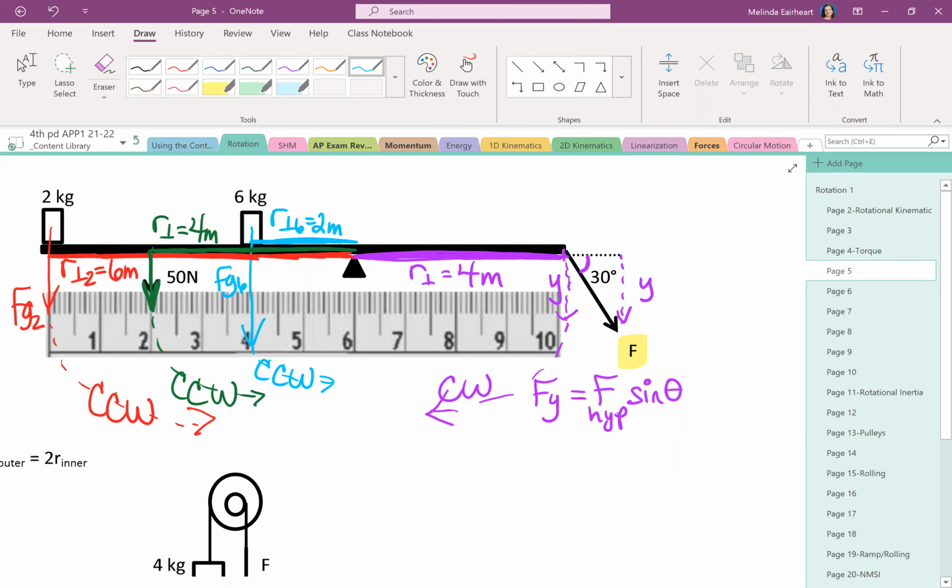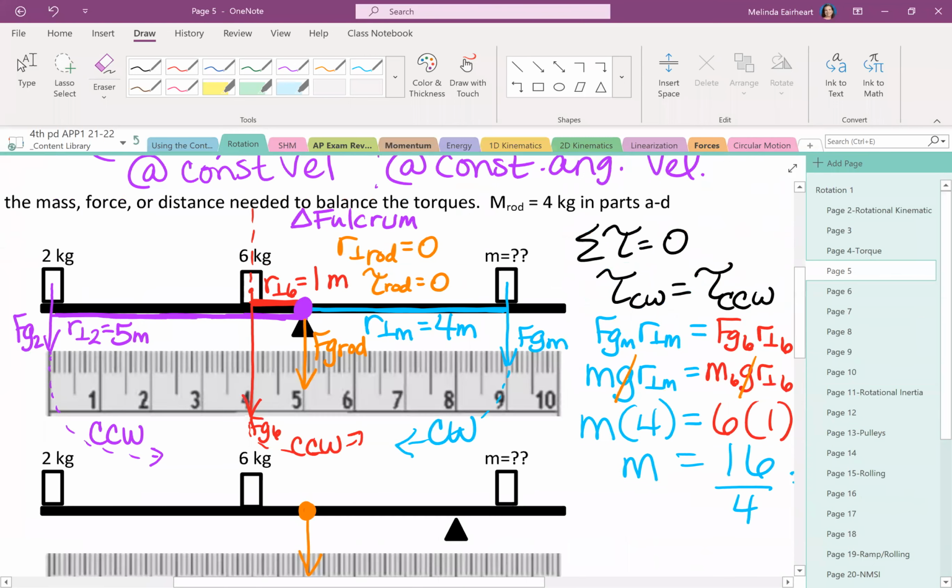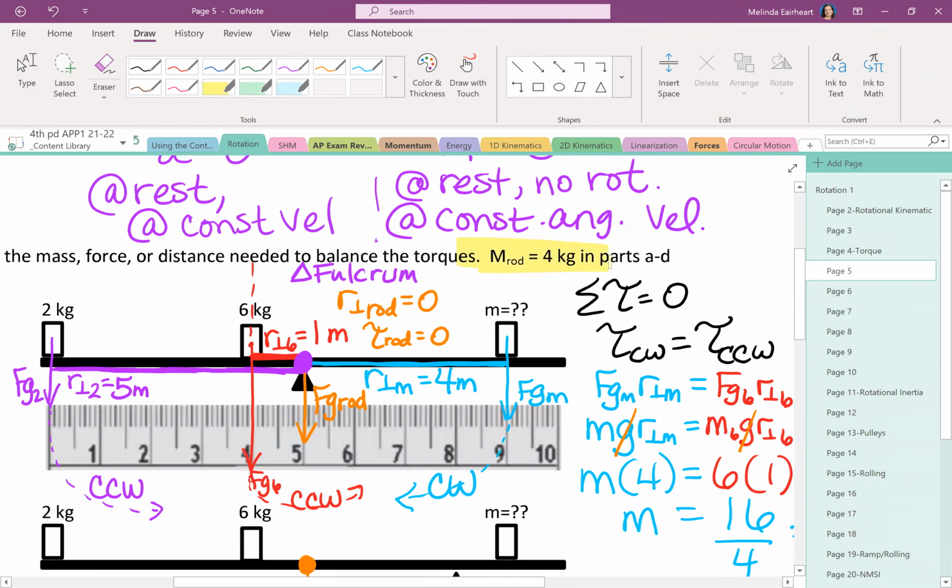But wait, there's one more, the forgotten torque. Let's not walk away before we consider the what? The center of mass for the board, the rod itself. Up above, they said, your rod has a mass of 4 kilograms. Now in example A, it had no torque. Why?